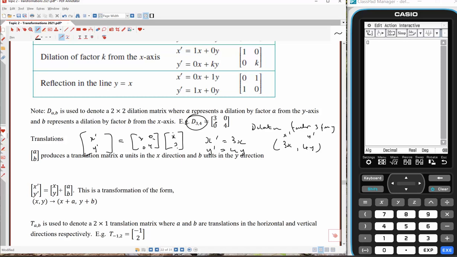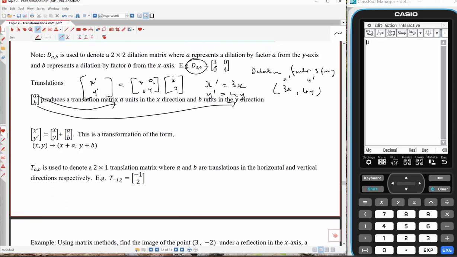Okay, so TAB produces a translation matrix, A units in the x direction and B units in the y direction. So this A value here will send it left or right, and then the B value will send it up or down. So TAB is used to denote a 2 by 1 matrix. This notation basically means it's a translation matrix going 1 unit to the left and 2 units up.